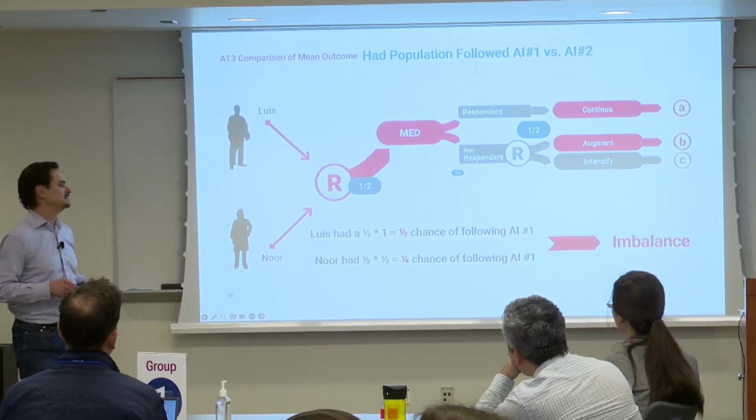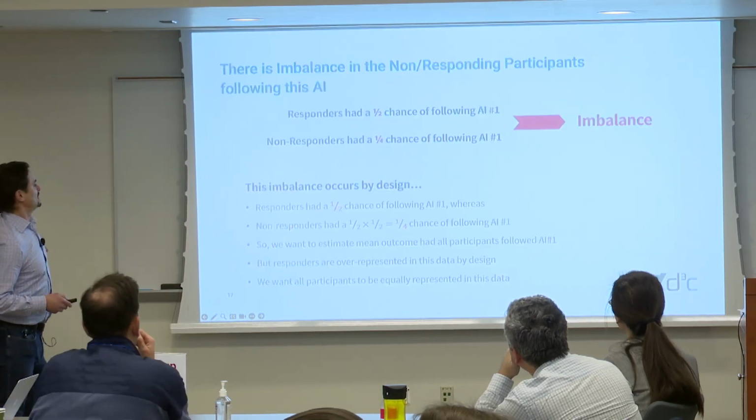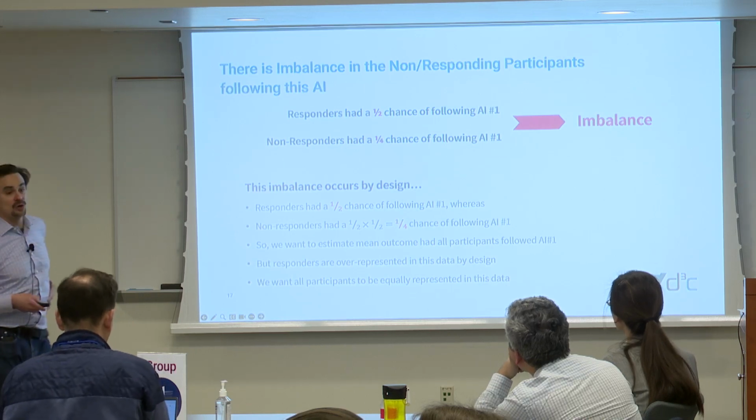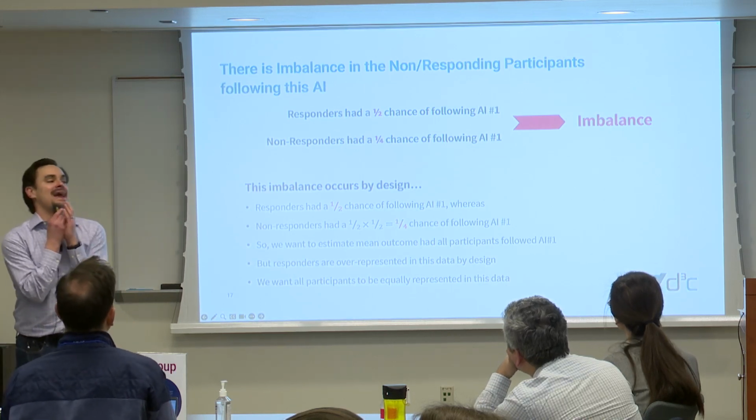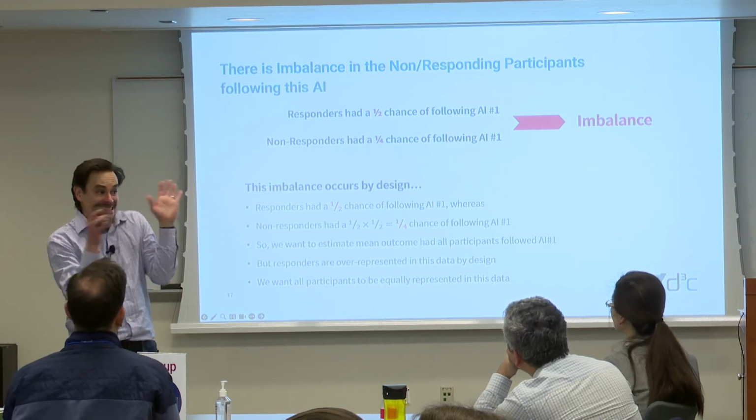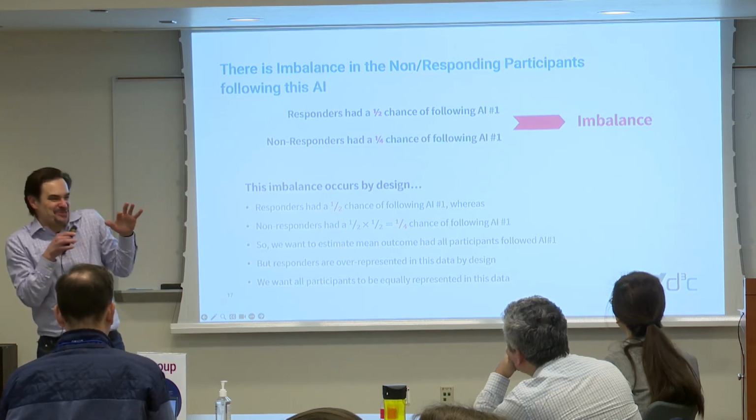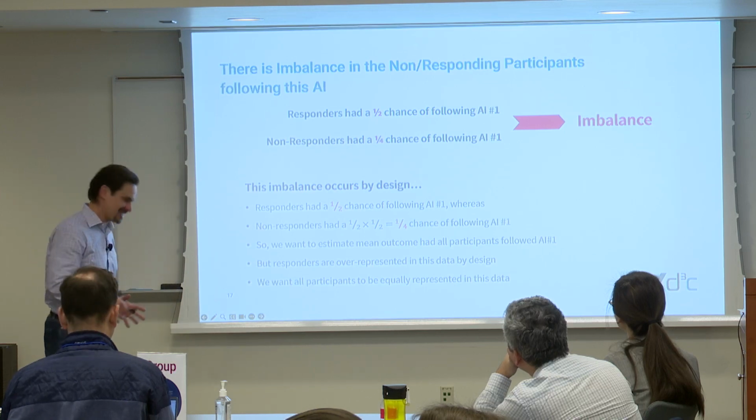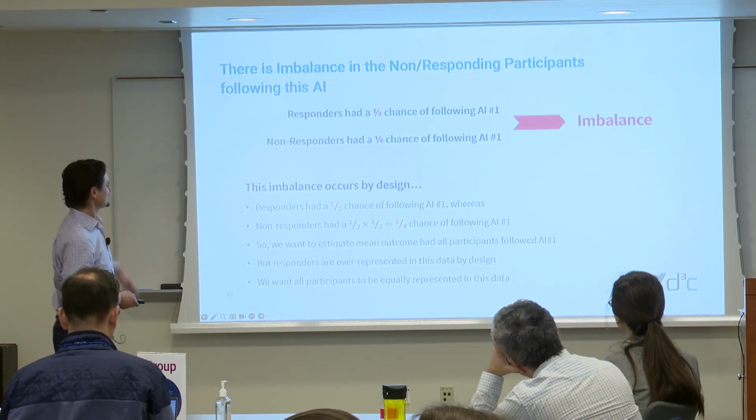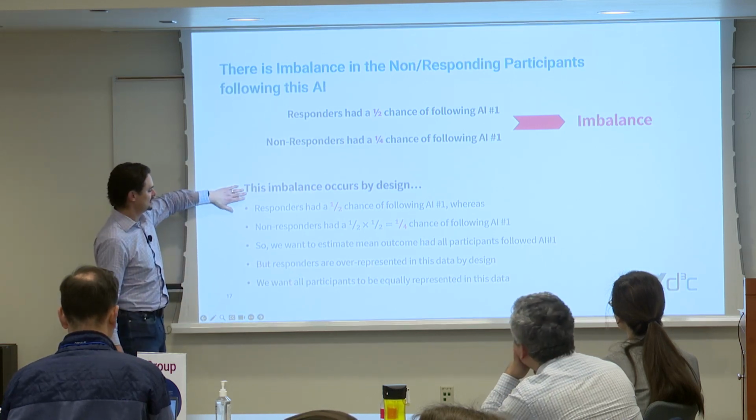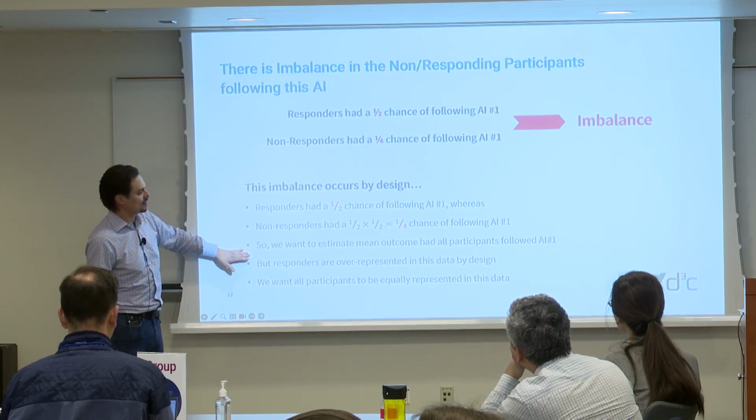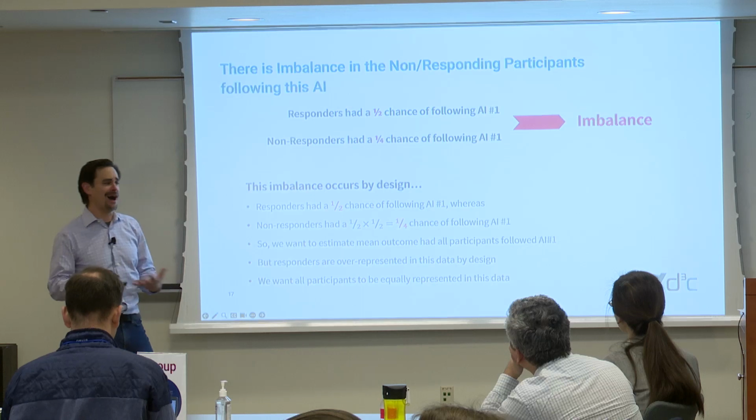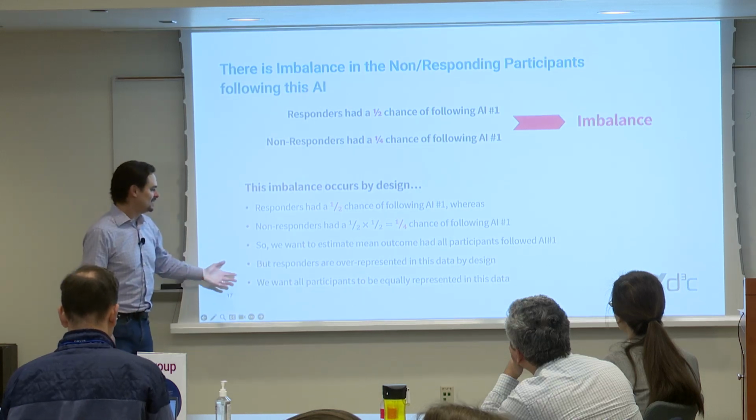Stop me. And the cool thing is, there's an imbalance in the non-responding participants that follow. And by the way, I'm only talking about AI1 right now, the red one. So you see why I'm doing the scaffolding thing? I'm just focusing on getting the mean under AI1. And this imbalance occurs by design. So we want to estimate the mean outcomes had all participants followed AI1, but not all participants followed AI1.